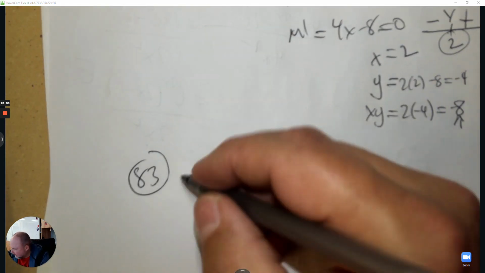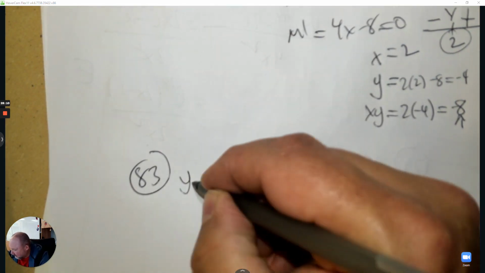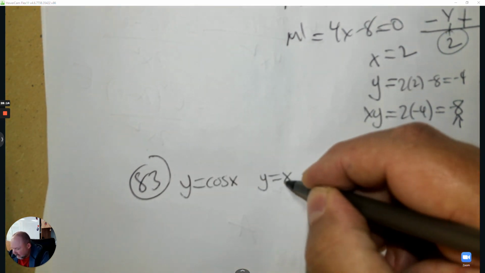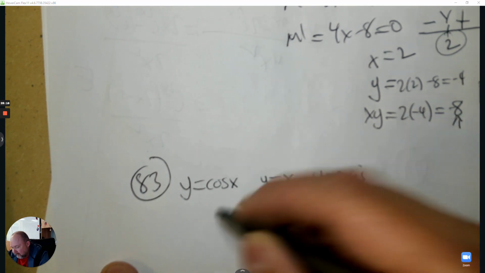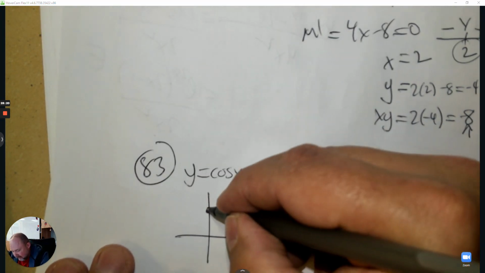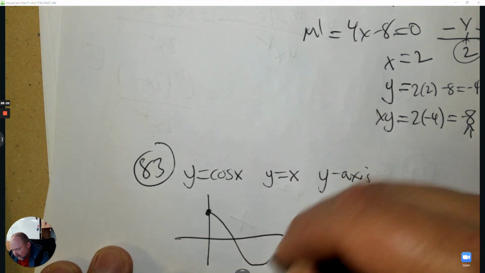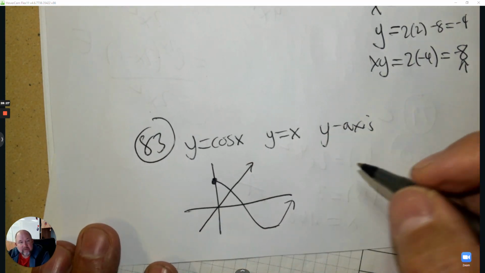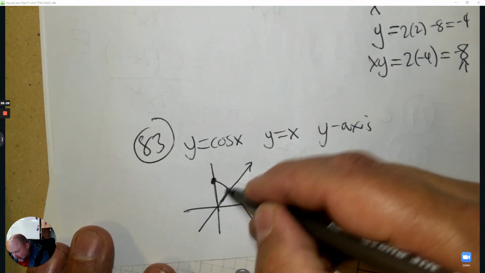What's the area? So y equals cosine x, y equals x, and the y-axis. All right, so if I graph it, some of you realize that cosine starts here and it curves down, and it goes back up again. And then y equals x, there it is, and the y-axis. So this right here.